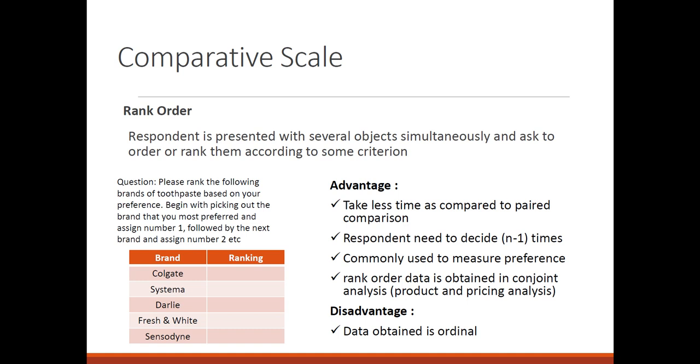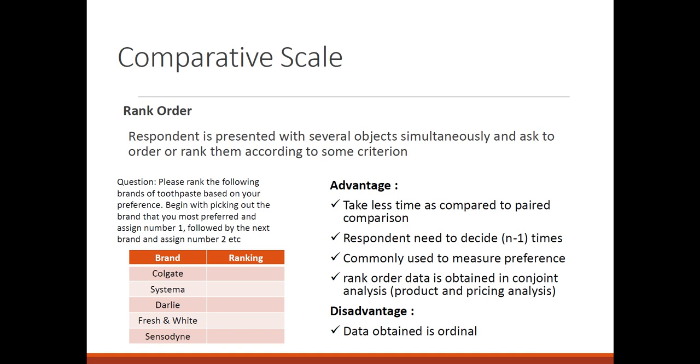Just now they had to consider for each one, right? So here you just need to consider, because once you get 1, 2, 3, 4, then the last one no need to think, right? Of course that is the last rank. So you need to decide n minus one. So if you have 5 brands, you only need to decide 4 times. The last one is automatically not preferred.